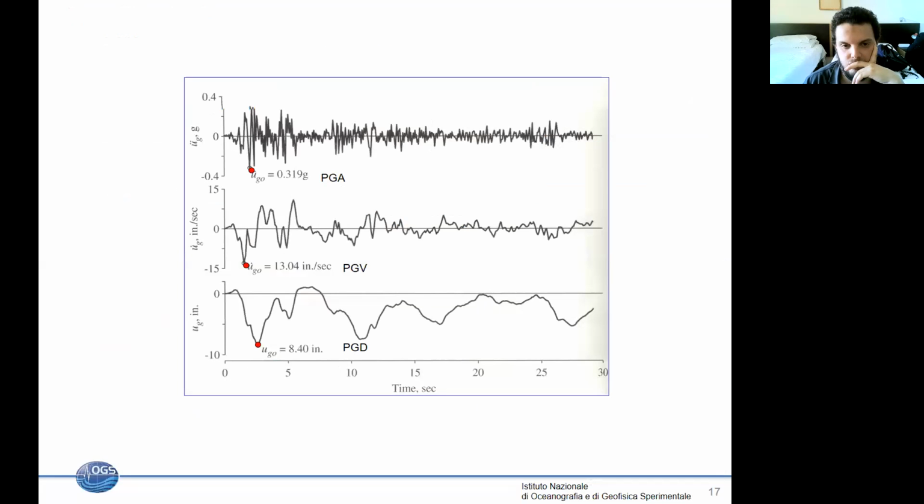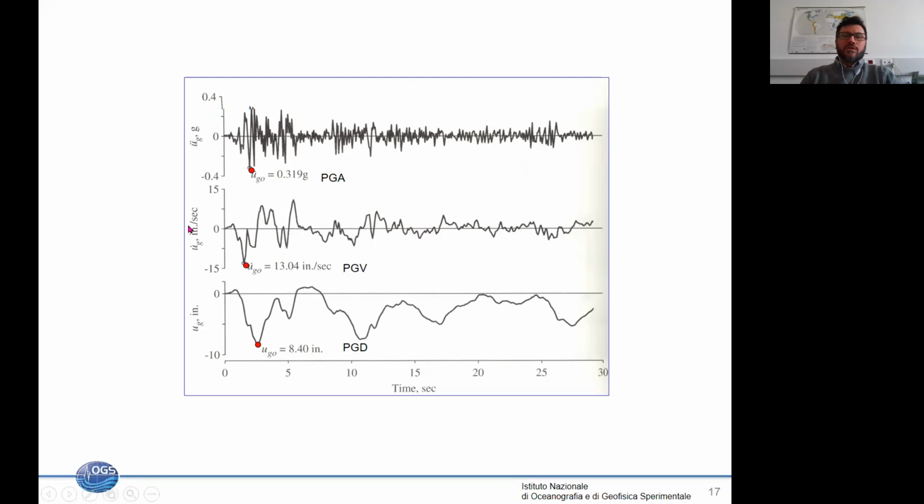Okay. Now, very simple parameters, just to relax a little bit. These are just recordings of the same earthquake. What is the difference? On the top, we have the recording in acceleration. In the middle, we have a recording in velocity. And on the bottom, we have a recording in displacement.